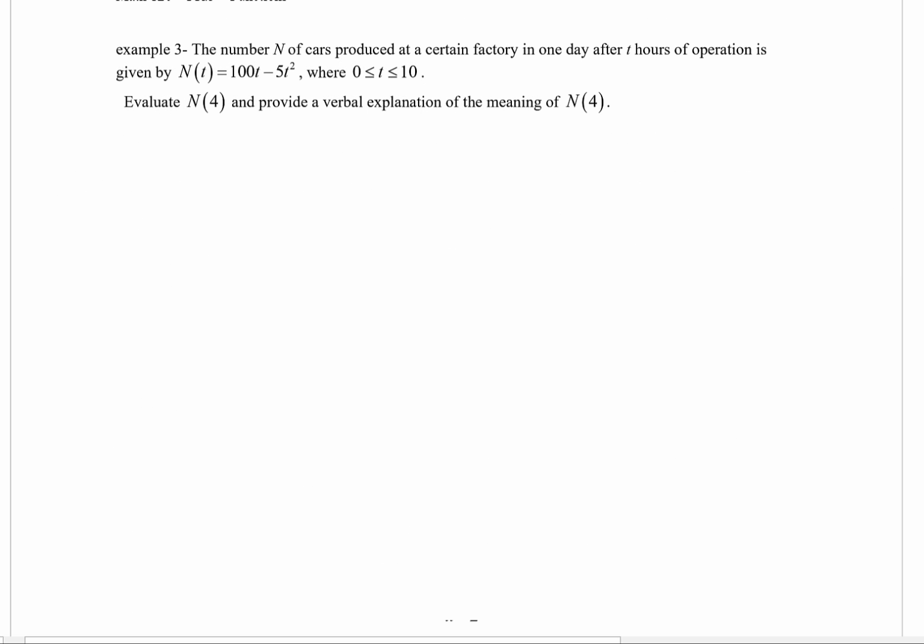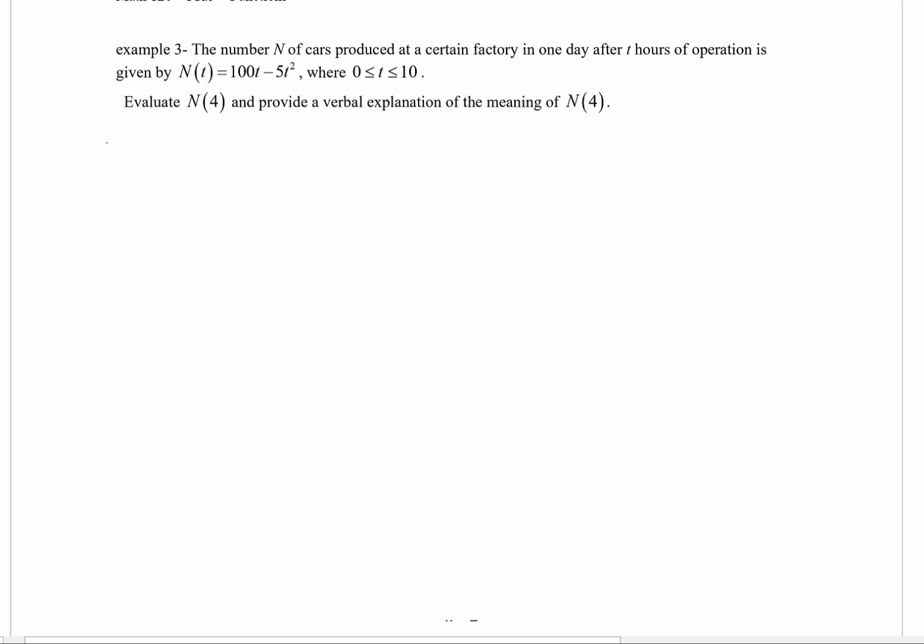Example 3. The number n of cars produced at a certain factory in one day after t hours of operation is given by n of t equals 100t minus 5t squared, where 0 is less than or equal to t and t is less than or equal to 10. Evaluate n of 4 and provide a verbal explanation of the meaning of n of 4.